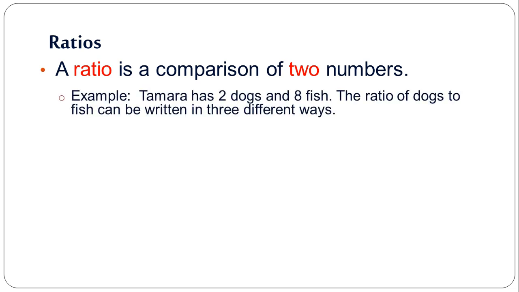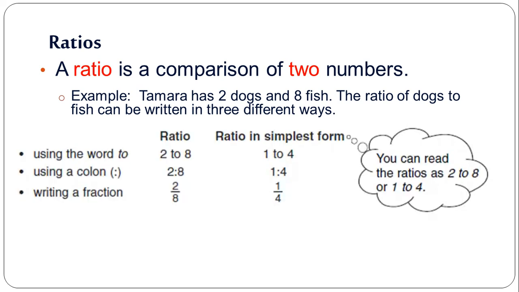Example, Tamara has 2 dogs and 8 fish. The ratio of dogs to fish, from dogs to fish daw, can be written in 3 different ways. First, pwede nating ilagay na word 2. Pwede din tayong gumamit ng colon or writing a fraction. So, pwede nating sabihin na 2 to 8, 2 is to 8, or 2 over 8.